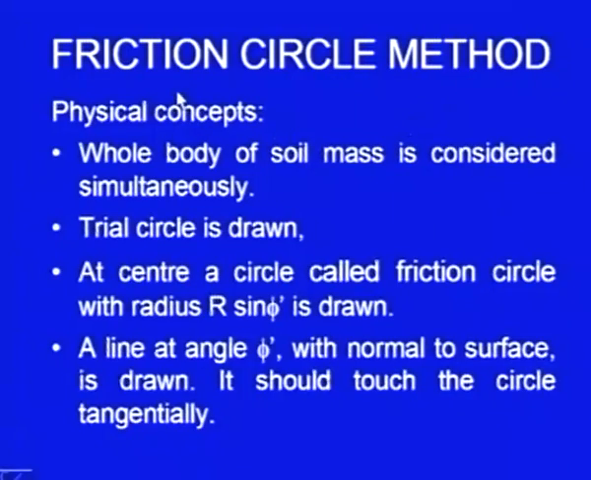Let me first discuss the physical concepts of this method. The whole body of the soil mass is considered simultaneously. As I told you, it is a mass procedure. So, the entire body of the soil which is trying to rotate is considered as a free body. Then the trial circle is drawn as usual. Now, at the center, a circle called the friction circle with radius r sin phi dash is drawn.